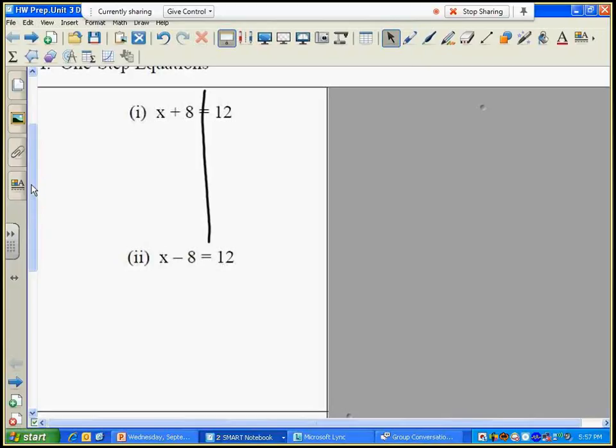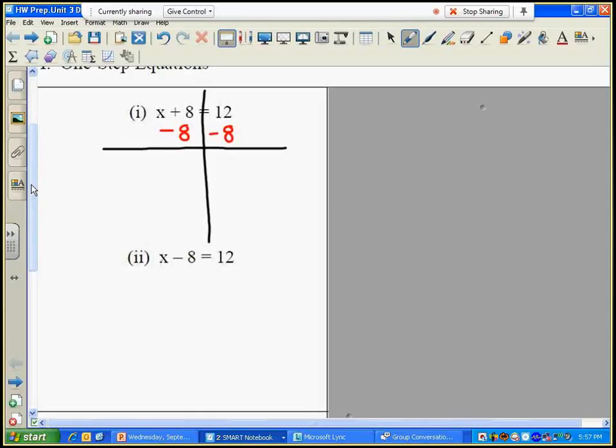Then, I want to think about undoing the operations that have been done to x. You can see there that 8 has been added to x. So let's undo that plus 8 by subtracting away an 8. Then next, after you perform an action, I want you to draw a horizontal action bar there. It allows us to reset what we've done.